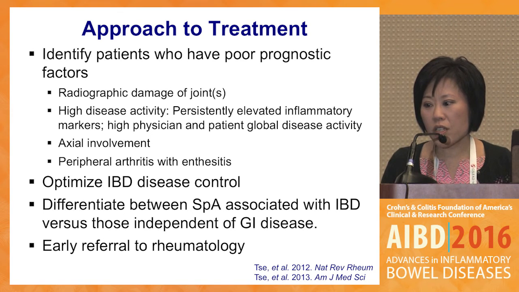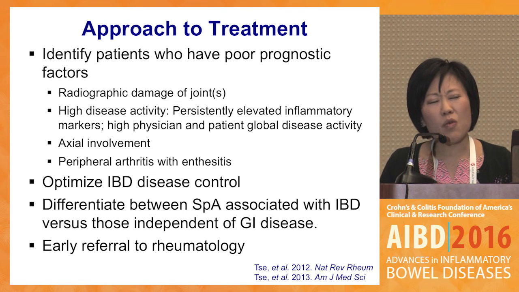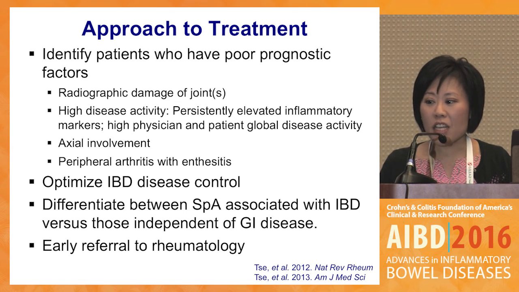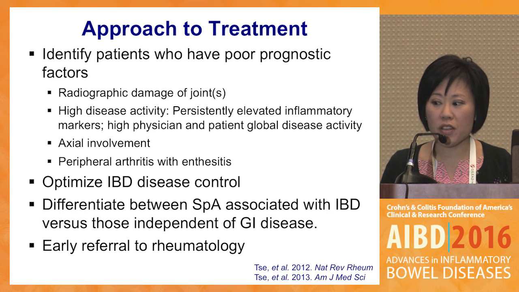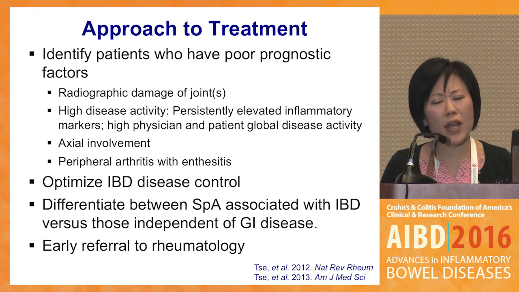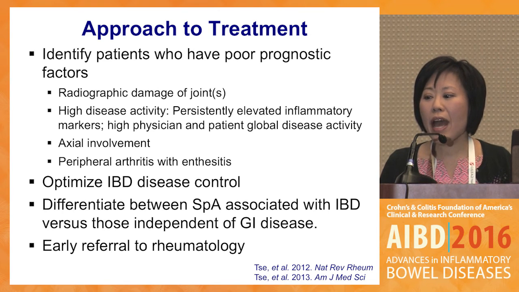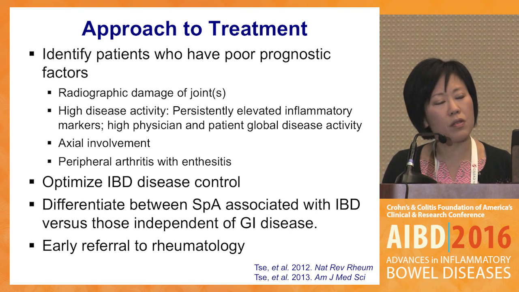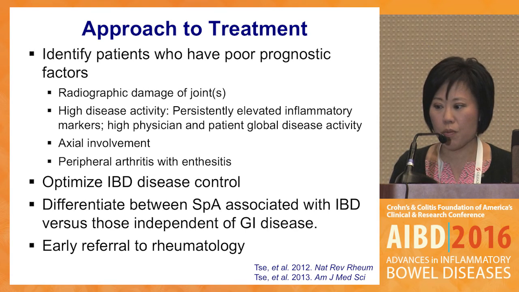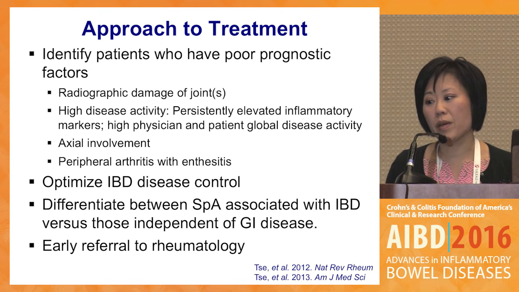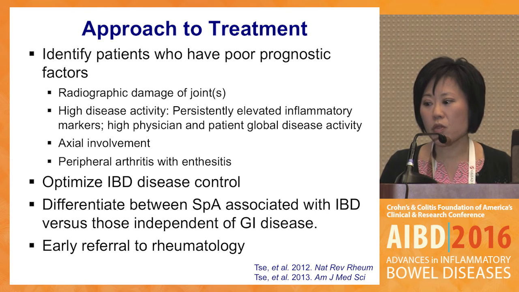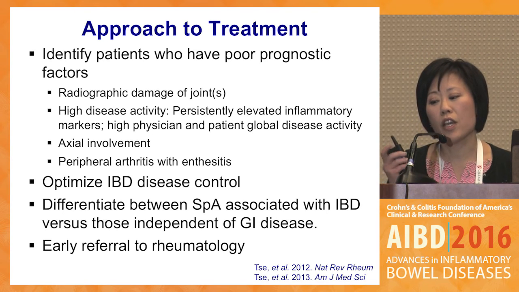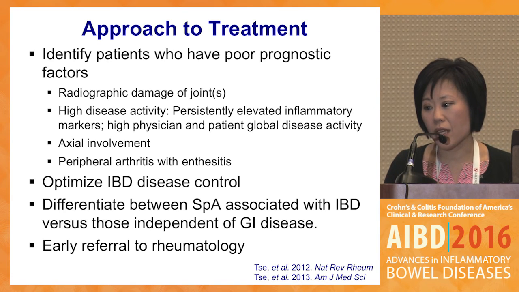And so, just to tie up my talk, and this is my last slide, just some things I want you all to think of. A, identify the patients who you know have poor prognostic factors. So do they already have radiographic damage to the joints? Do they have high disease burden or activity, so persistently elevated inflammatory markers, or high either physician and/or patient global disease activity indices from a rheumatologic standpoint? Is there axial involvement, and do they have the peripheral arthritis with enthesitis that is not responding to the typical GI treatments for their IBD?